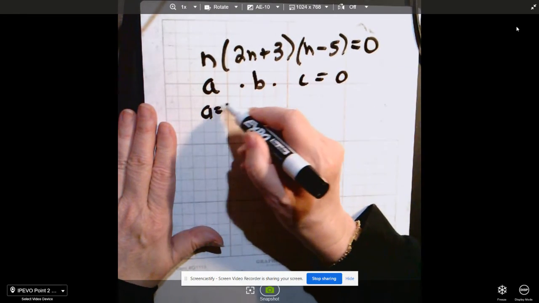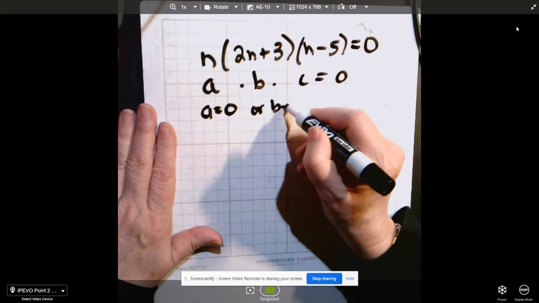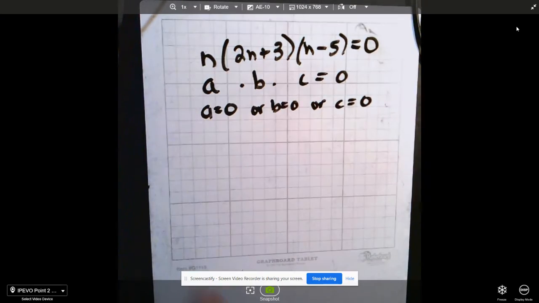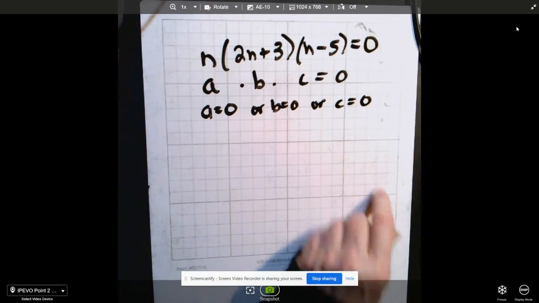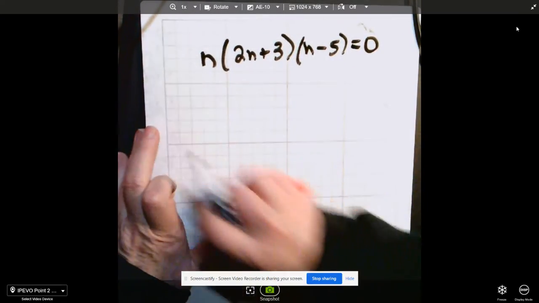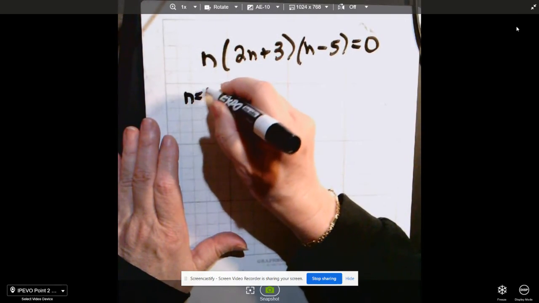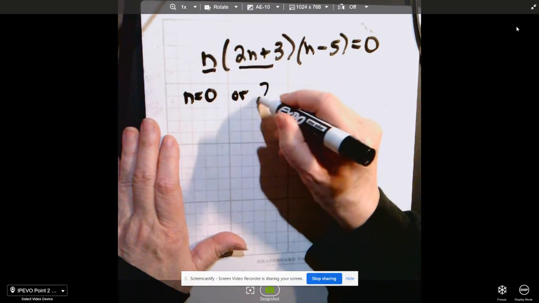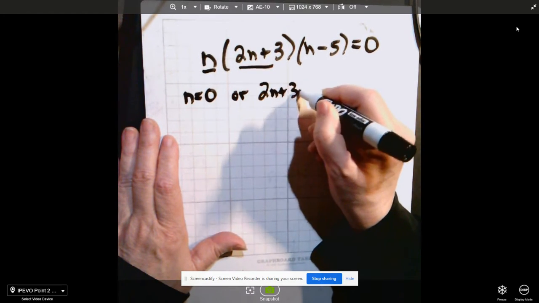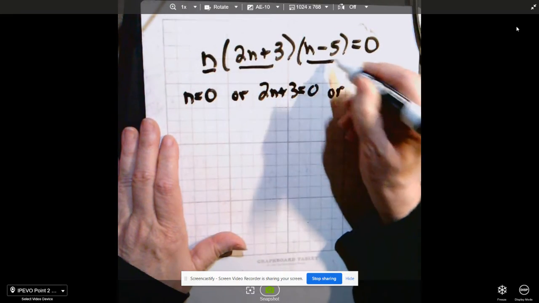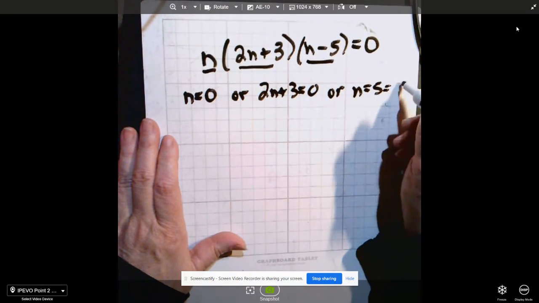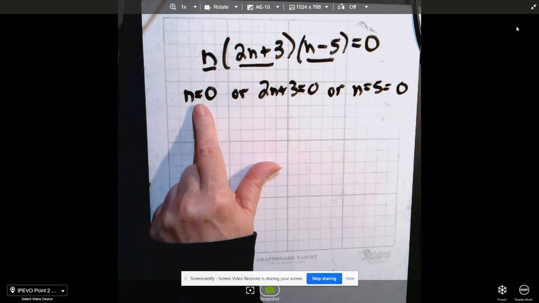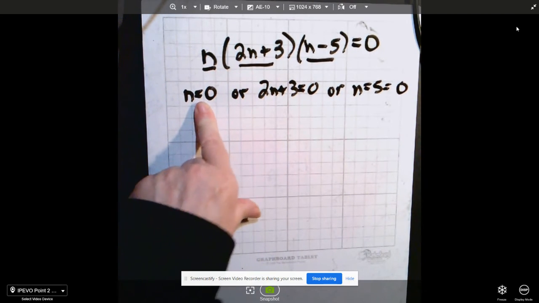So once again, either A has to equal 0 or B has to equal 0 or C has to equal 0. As many things as you have multiplied together, you're going to set each one of those equal to 0. So I can say, well, either n equals 0 by setting that one equal to 0, or 2n plus 3 has to equal 0, or n minus 5 has to equal 0. So now I have three separate equations. Well, this one's already solved, so I know n equals 0 is one of my solutions.